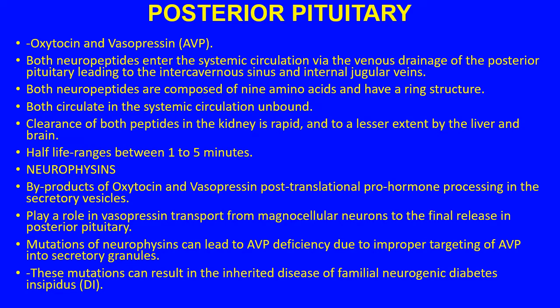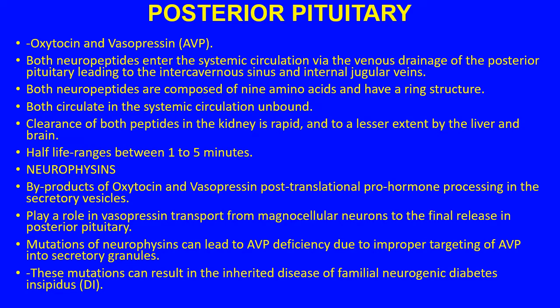The interesting thing is that these can circulate in the systemic circulation unbound. In other words, we don't need a carrier protein or anything else. But as a result, you're going to have a relatively short half-life. The clearance of both peptides can occur in the kidney, and that's very rapid, which only makes sense because the kidney is going to be able to filter these out. There is also a lesser extent of clearance done by the liver and the brain. As I said, the half-life ranges between 1 to 5 minutes.